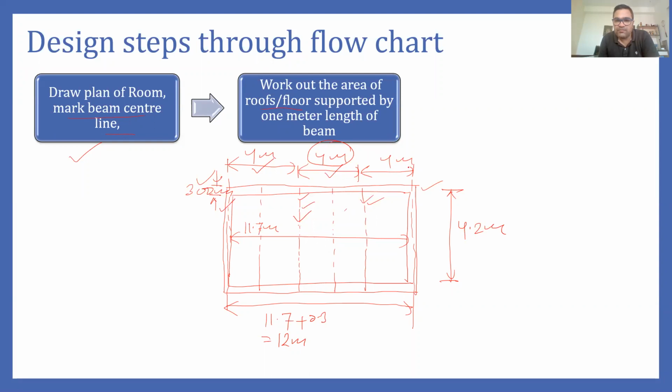Similarly, the remaining 4 meter space, the same way. So these two beams are identical. If we design one beam, the other beam will be designed automatically. Ultimately, the load carried by the beam, how much part of the slab will be carried by this beam, will be this one. So this much part of the slab will be carried by this beam.